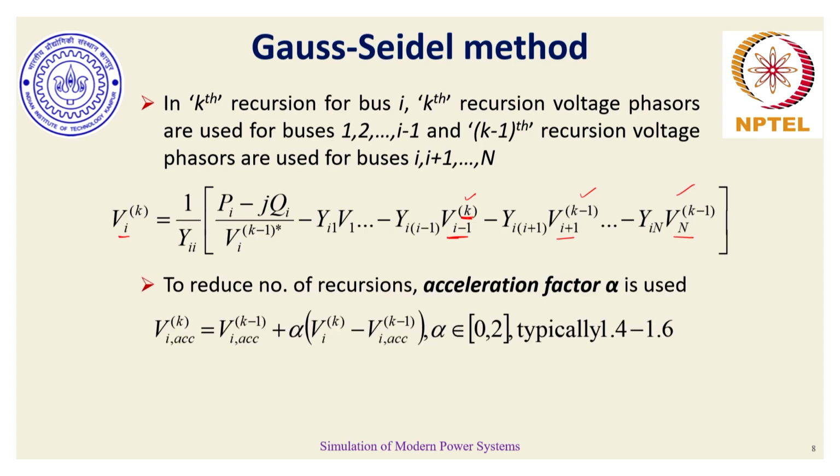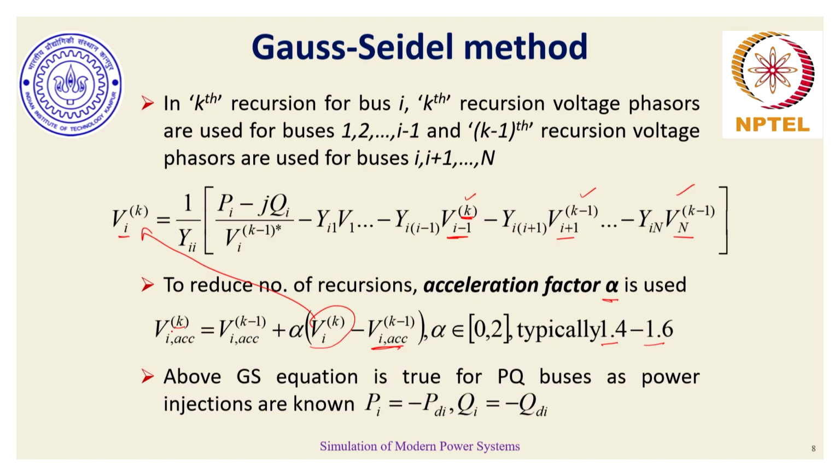In order to accelerate the method, an acceleration factor alpha, which is typically between 1.4 and 1.6, can also be used, where V_i^k is the same value that is obtained using the Gauss-Seidel method, and the accelerated value is based on the previous update values or the latest updated values.